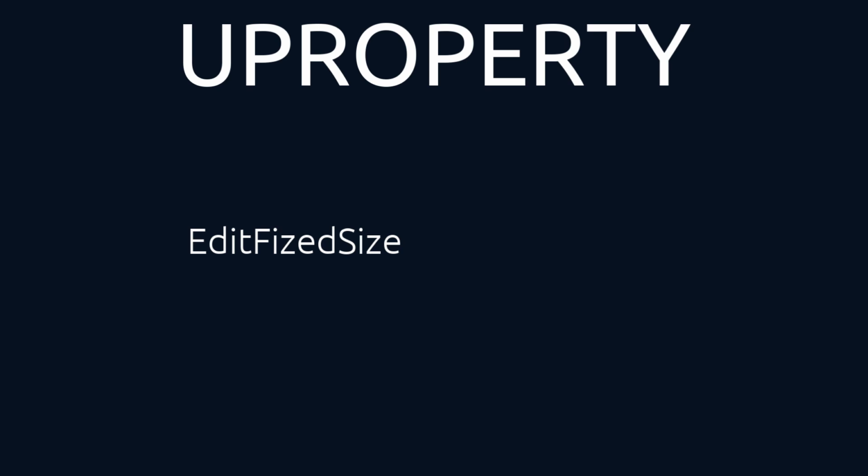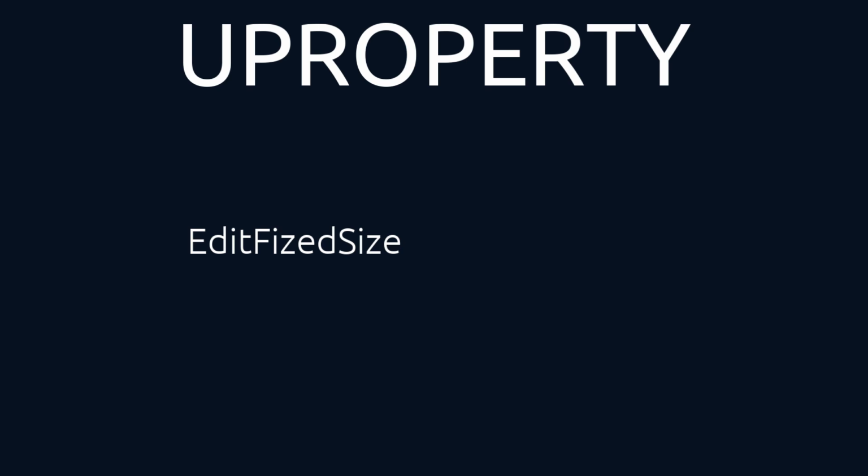In this episode we will have a look at the UPROPERTY macro and cover the following specifier: EditFixedSize. The EditFixedSize specifier is used to mark a dynamic array as fixed size, which means that the size of the array cannot be changed in the editor anymore. Of course, we can change the size at the C++ level, but that's it. After using this specifier on a property, the size of the array is fixed, but we are still able to change the contents of this array.